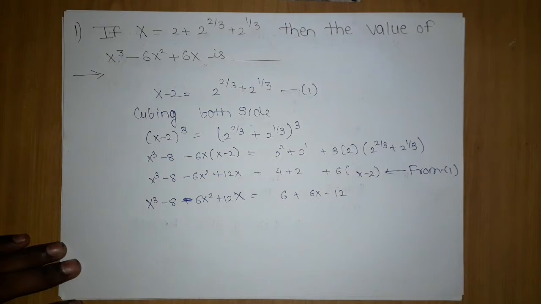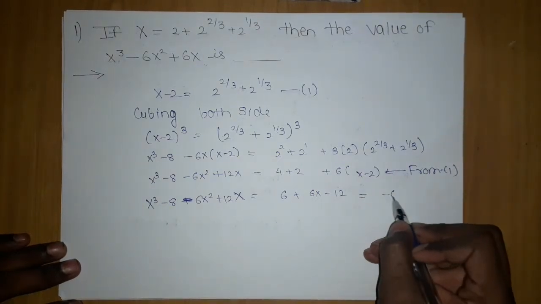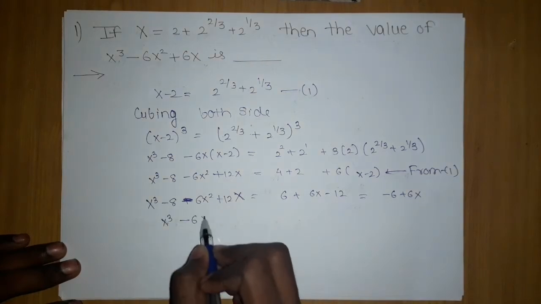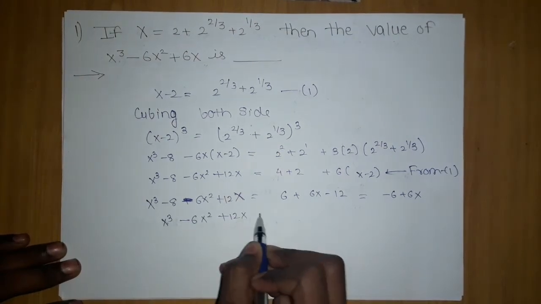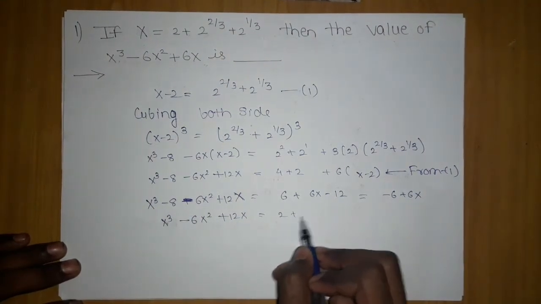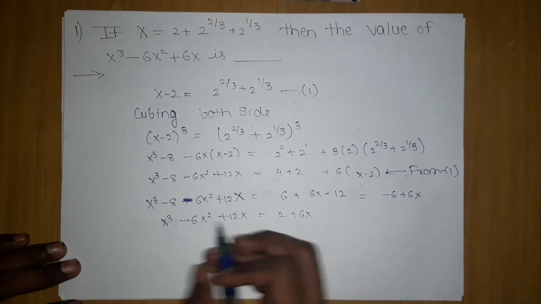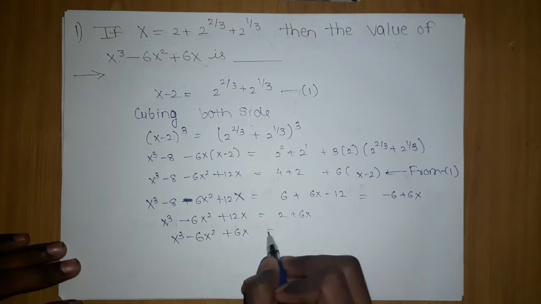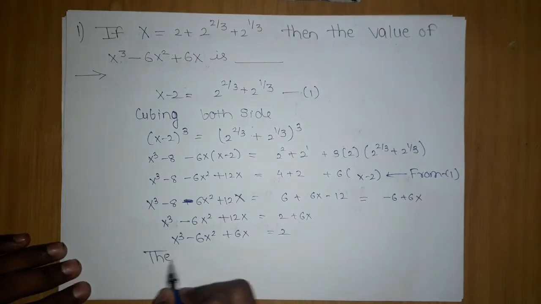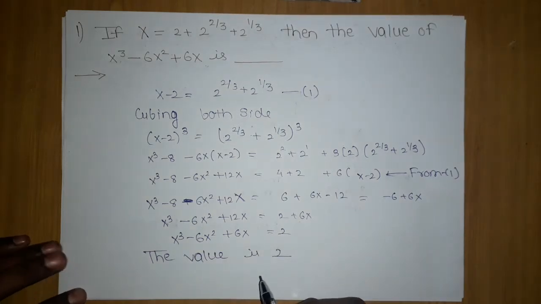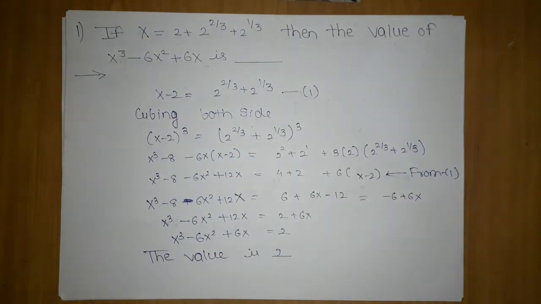So this will at the end be modified: minus 6 plus 6x. And here we can do some modification. If I move that side, it becomes minus 6 plus 8, 2, plus 6x. Now if I bring 2x here, x cube minus 6x square plus 6x equals 2. So the value is 2.